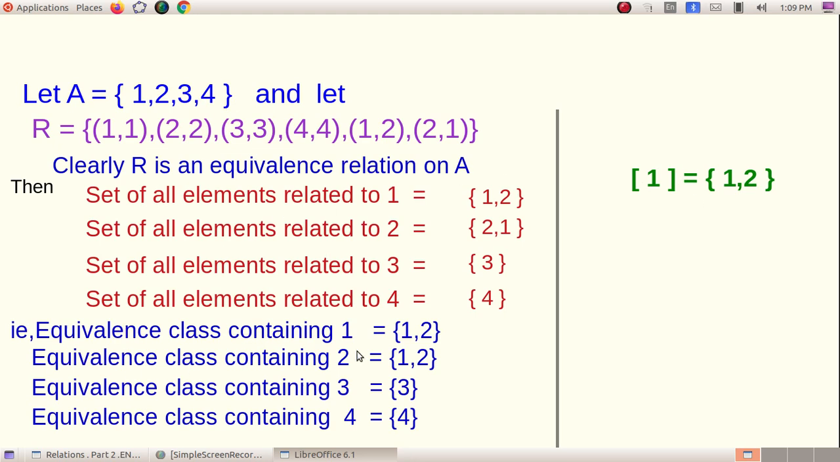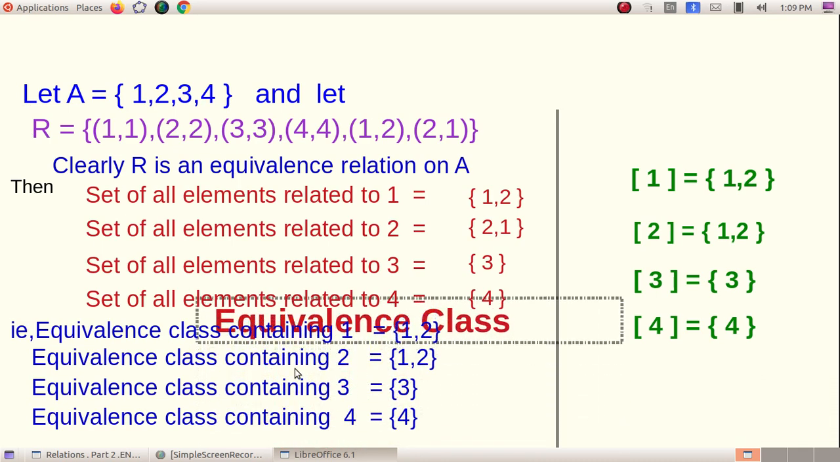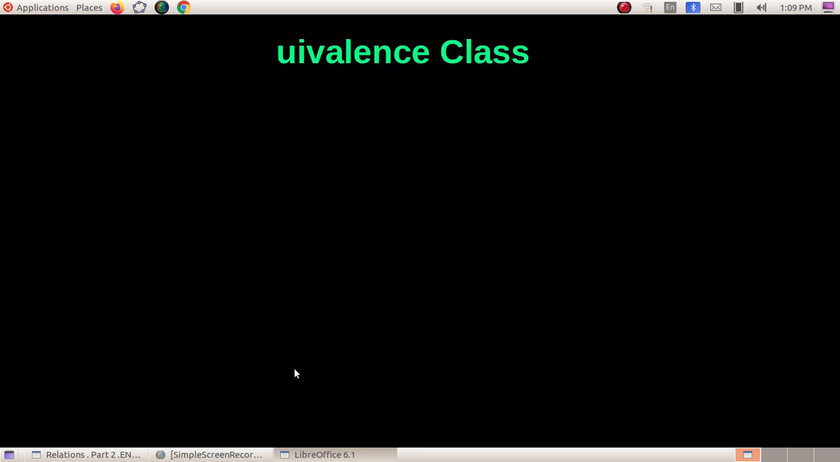Therefore, class 1 equals set 1, 2. Equivalence class containing 2, class 2 equals set 1, 2. Equivalence class containing 3, class 3 equals set 3. Equivalence class containing 4, class 4 equals set 4. Clear? I think all of you understood that equivalence class is very simple. That is the set of all elements related to an element in a set A under an equivalence relation. Clear? Now we are going to learn the next topic.